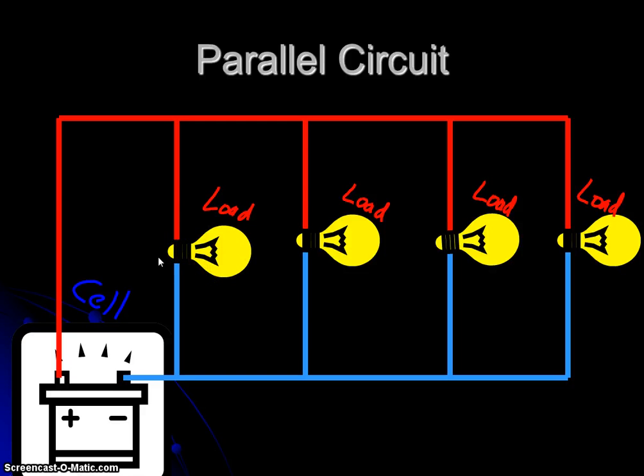So you have series, which is one singular path, and if it's broken anywhere, it all shuts down. And then you have parallel, multiple paths, and if any one path is broken, then the rest continue to work.